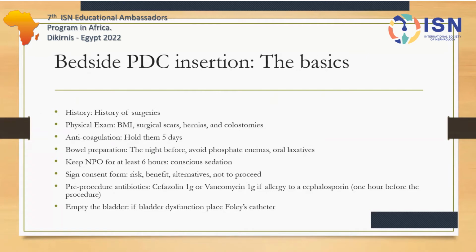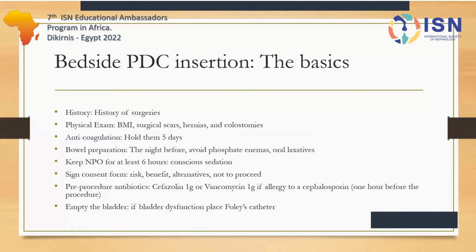Some people place this catheter under conscious sedation. In that situation, you would like to keep the patient at least 6 hours NPO. Consent, again, we would like to discuss with the patient the process of the peritoneal dialysis catheter placement, the advantages, as well as the risk associated with this procedure. Keep in mind, they are minimal, but things can go wrong at any time. You can also give the patient the option of not to proceed with PD catheter.